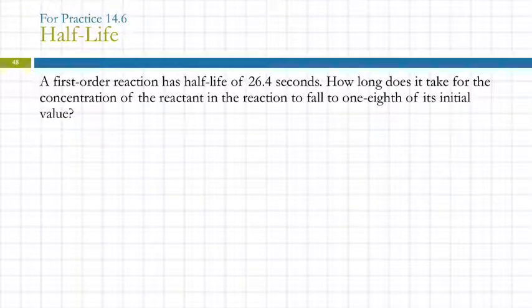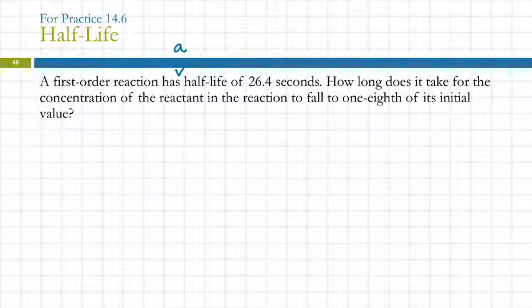So a first-order reaction has, wow, the typos, a half-life of 26.4 seconds. How long does it take for the concentration of the reactant in the reaction to fall to 1/8 of its initial value? We could do this problem 2 different ways. We can do it what feels like a kindergarten way, or we can do it using math. So I'm going to do it both ways. We'll do the kindergarten method first.